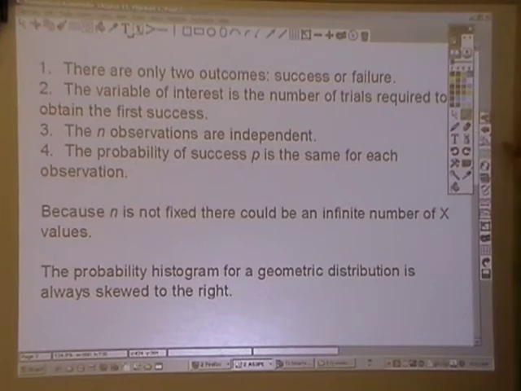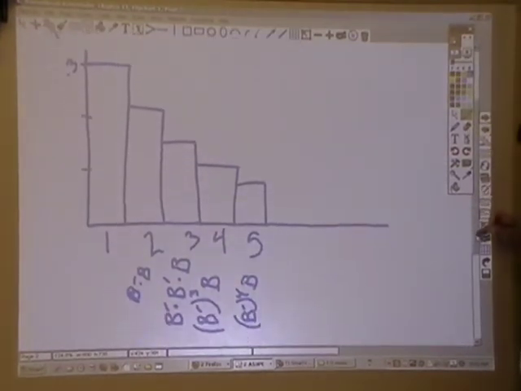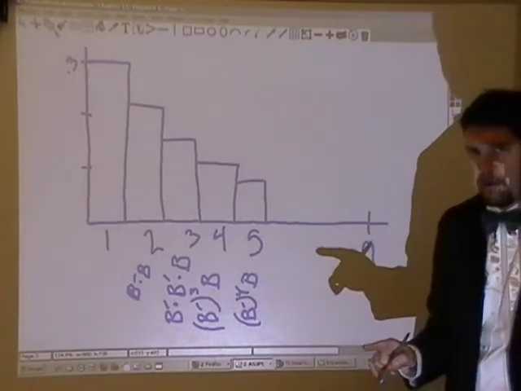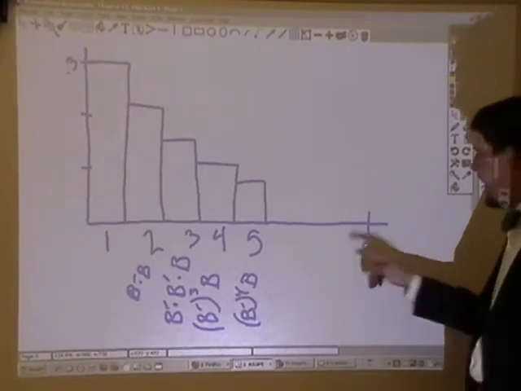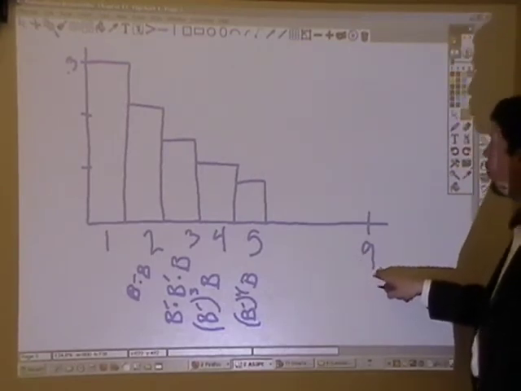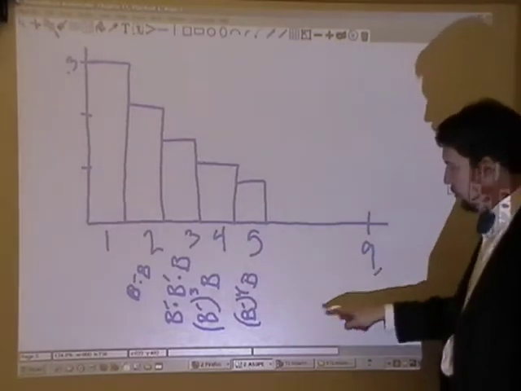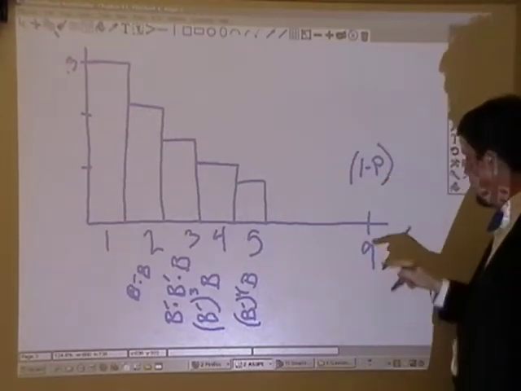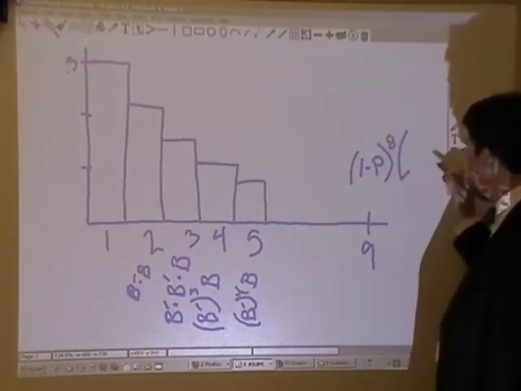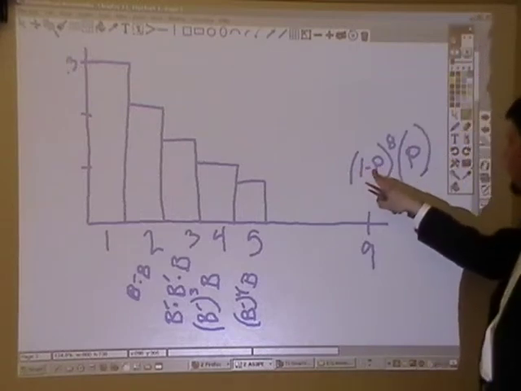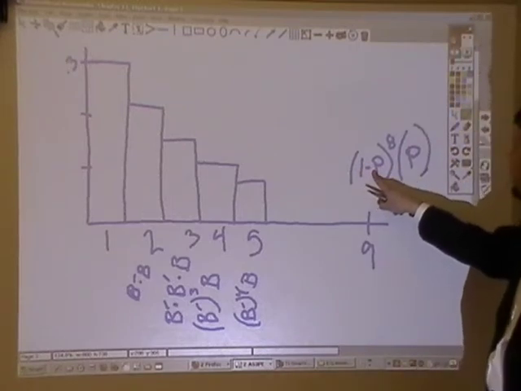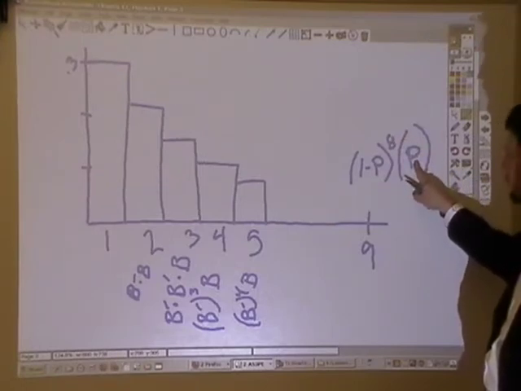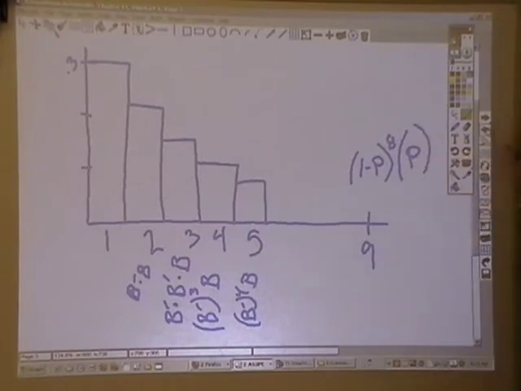Okay, that makes sense. Now, let's ask ourselves a question here. Say I want to be here at the 9th. How many failures am I going to have? You're going to have 8 failures, and then you're going to have success. So instead of writing blue or not blue, I'm going to write failure, which is 1 minus p. I'm going to have 8 of them, and then 1 success. So I've got failure, which is 1 minus the probability of success, the complement of success, 8 times success. Now, we're going to come back to this in just a second.